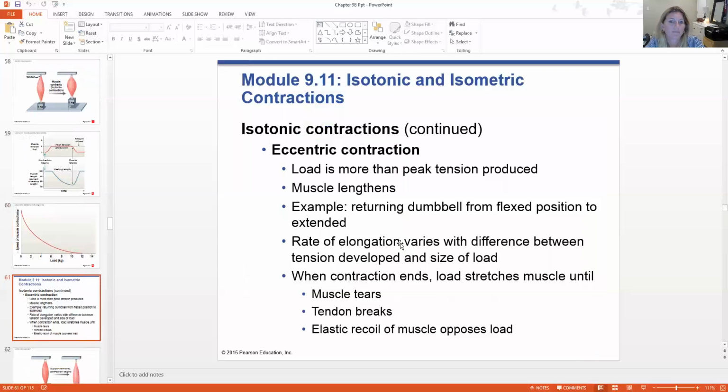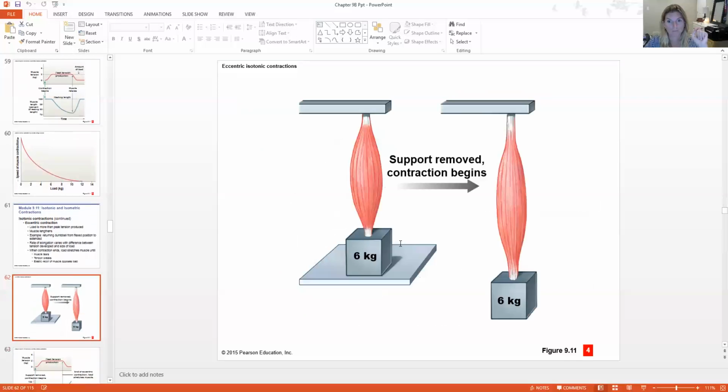Same graph there. Eccentric contraction is when the load is more than the peak tension that's produced. So this is when our muscle actually lengthens. This is returning the dumbbell back to the flex position, right? Putting the weight back down. This could tear the muscle. It could break the tendon. Or your muscle could just recoil and go back to shape. So again, it depends on how stretched and how overworked your muscle was at that point. It's a little stretched out.